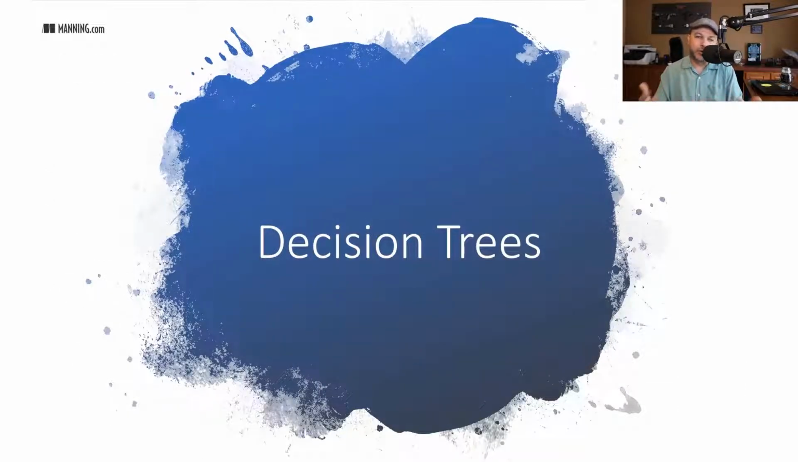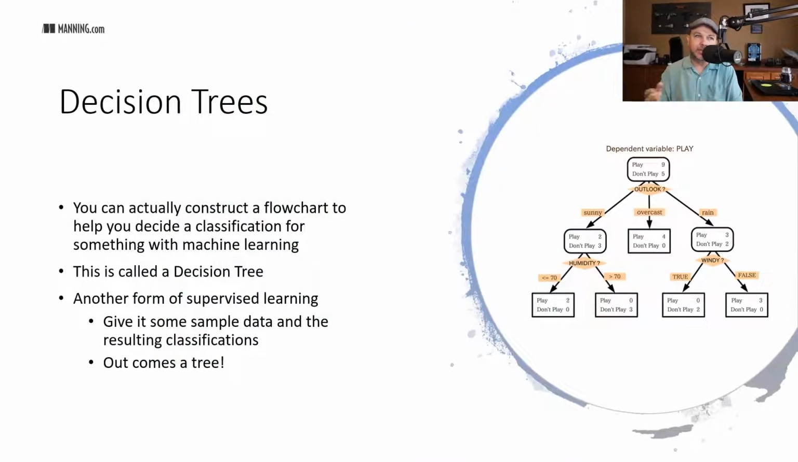What do we mean by a tree in the first place? So if you're familiar with decision trees, skip ahead a few minutes. I won't be offended. But decision trees are kind of like a flowchart, right? So you can actually construct a flowchart to guide you toward a decision as to what sort of classification you want to give to a given problem in machine learning. This is called a decision tree.